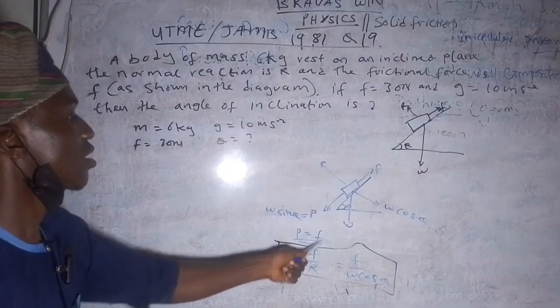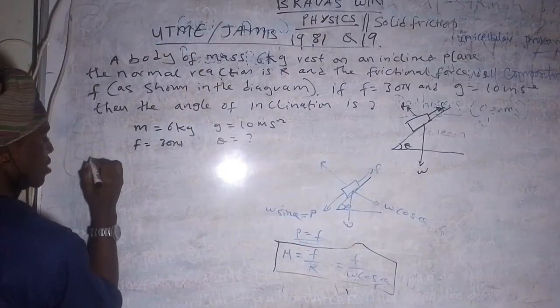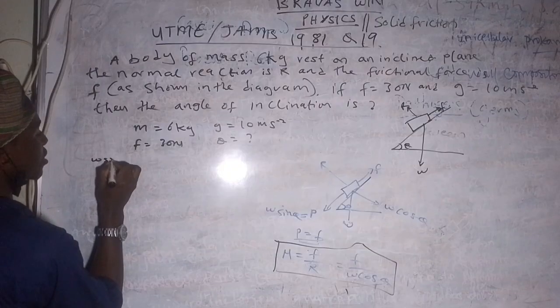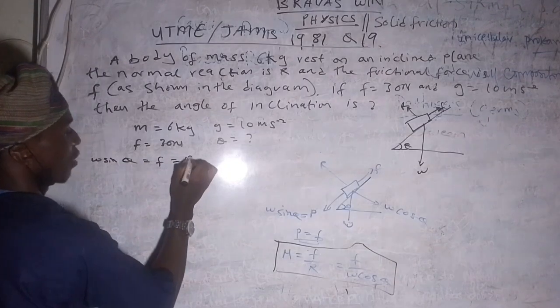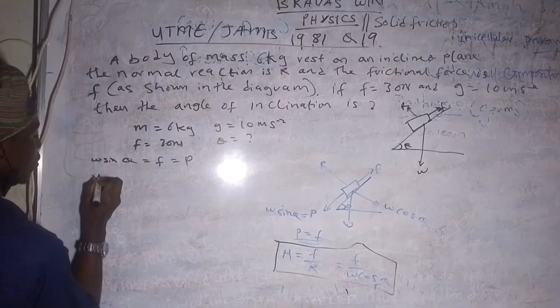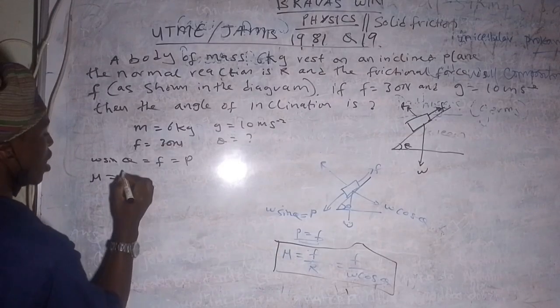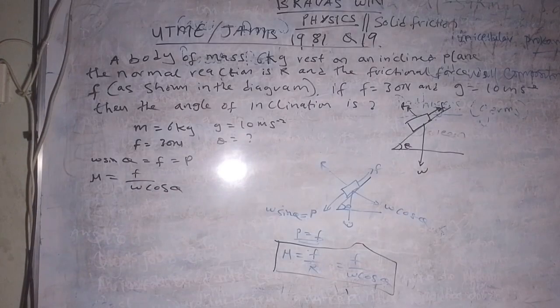So these two rules affect it. What is our P? Our P is W sin theta. So we can write the rules as W sin theta equal to our frictional force, the same thing as our applied force. And our coefficient of static friction will be equal to our frictional force over W cos theta. Do we understand this? These are the two rules.